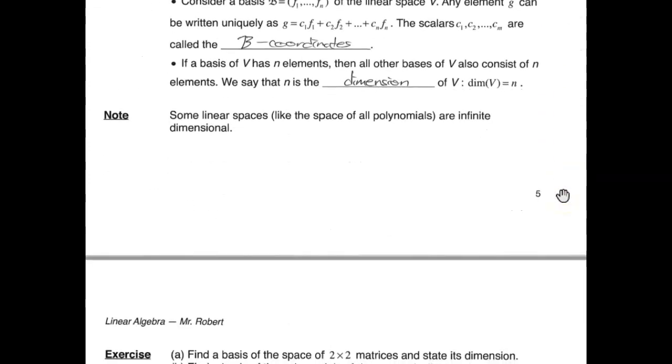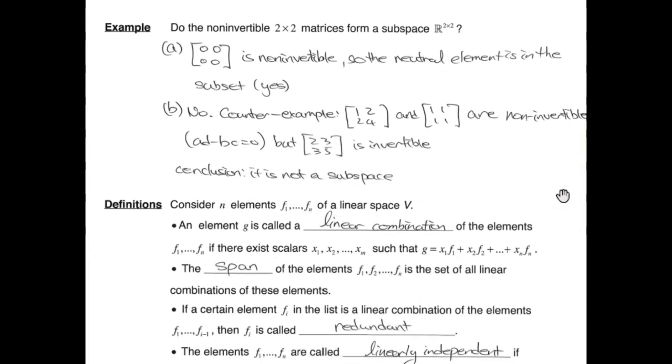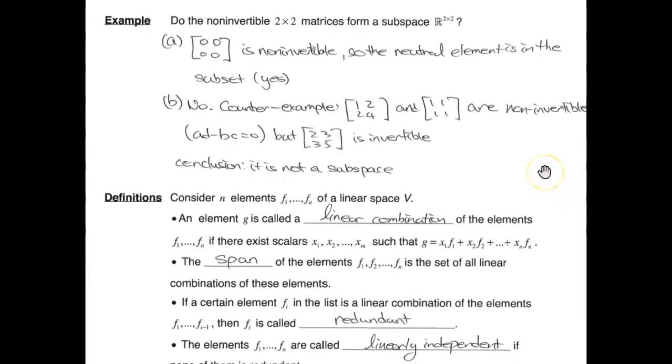All right, how about more? Do non-invertible matrices form a subspace of R 2 by 2? It looks like it could be, because 0, 0, 0, 0, which is the neutral element, is in there. It's non-invertible, so we are happy. However, you could find two matrices that are non-invertible, but once you add them, it becomes invertible.